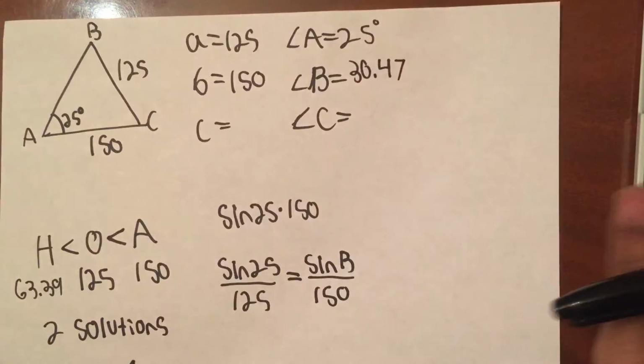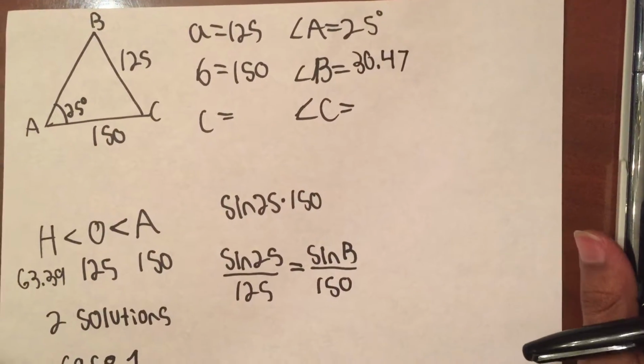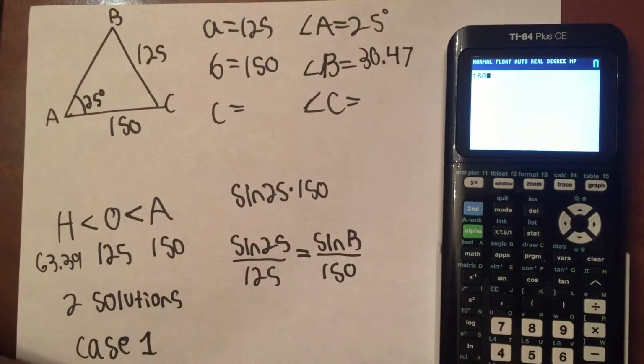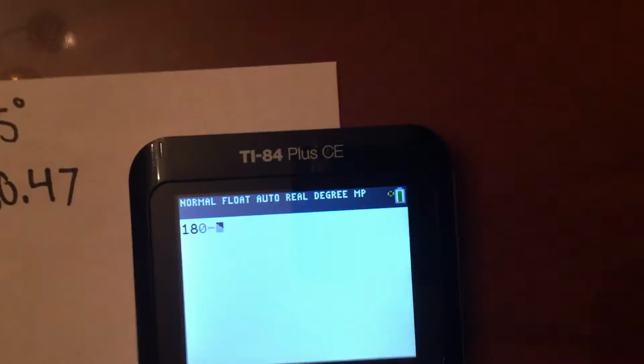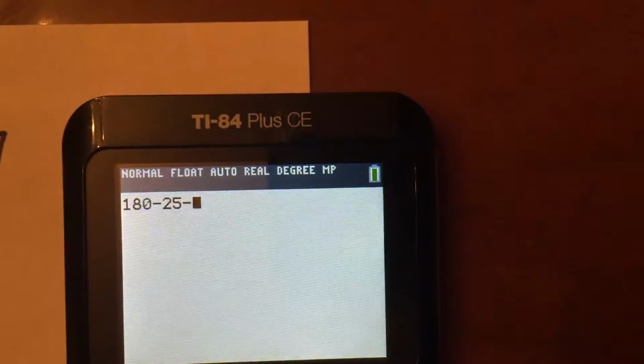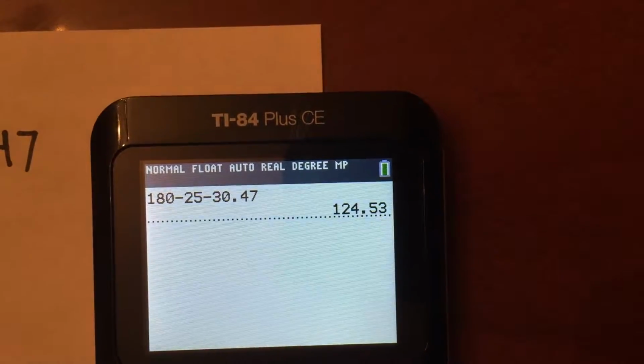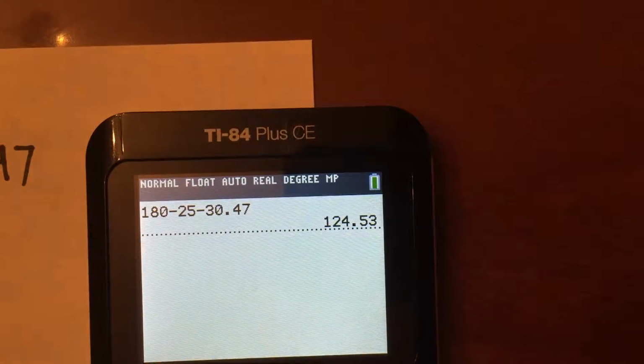After that, you want to find the final angle. So all you have to do is 180 minus 25 minus 30.47, and 124.53 should be your final angle.